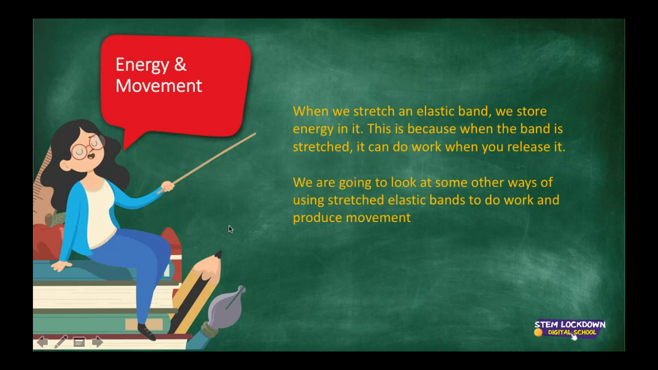Energy and movement. When we stretch an elastic band, we store energy in it. Imagine yourself pulling an elastic band, which you call a rubber band. Whenever you pull an elastic band, it will expand. As soon as you release the elastic band, it will produce potential energy, which is called movement. You pull it in any direction that you want, and then you release it, and it produces movement.